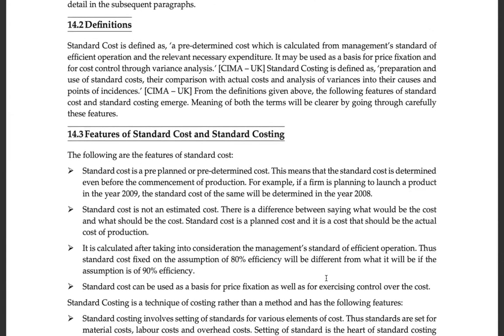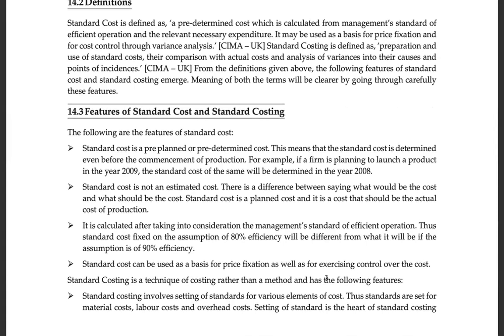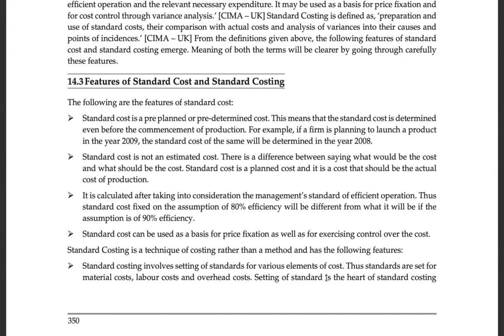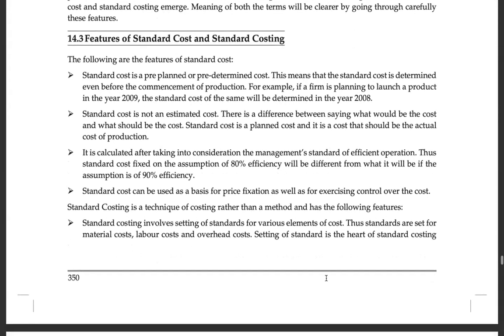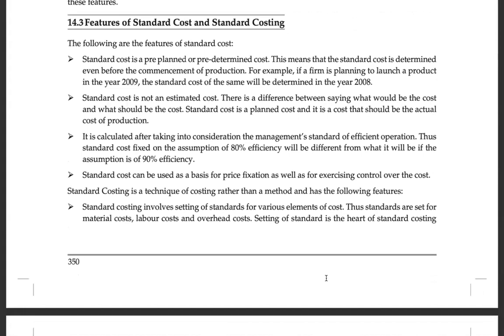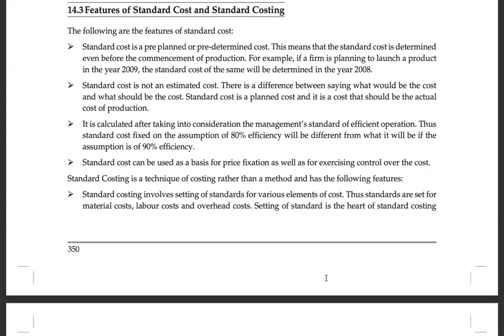Let's have a glance at the features or the characteristics of standard costing. It's a predetermined cost. It's not an estimate, but it is calculated, taking into consideration some valuable inputs from the industry, from the market, and the experts' opinion. It is calculated using the efficiency standards also. It can be used as a base to check whether you are on par with these standards or not.